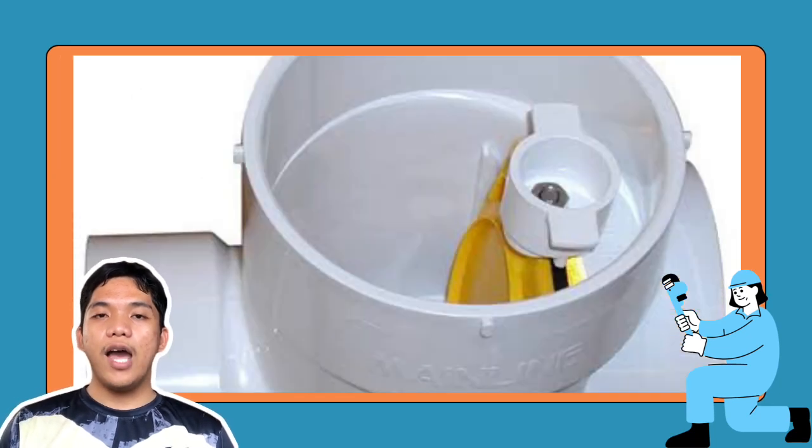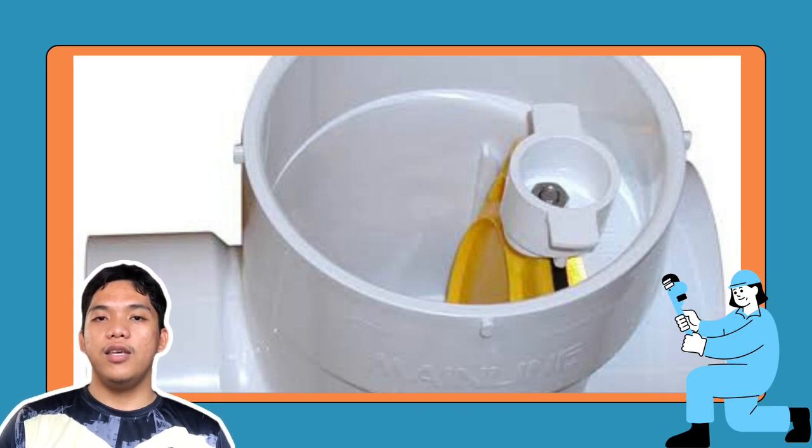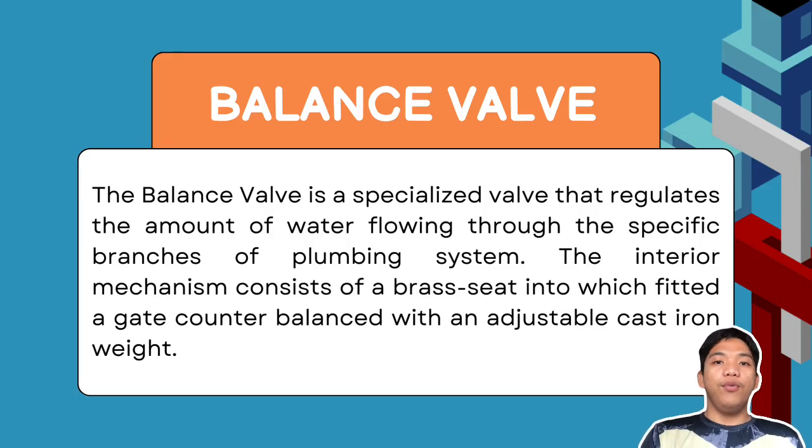And ito naman yung actual naman na picture. Mapansin nyo, yung yellow dyan is a flapper. Moving on, the balance valve is a specialized valve that regulates the amount of water flowing through the specific branches of the plumbing system. The interior mechanism consists of a brass seat into which a gate is fitted, counterbalanced with an adjustable cast iron weight. According to the sanitary experts, the balance valve is the most preferred because it has the characteristic of non-interference in the movement of air inside the drainage system.